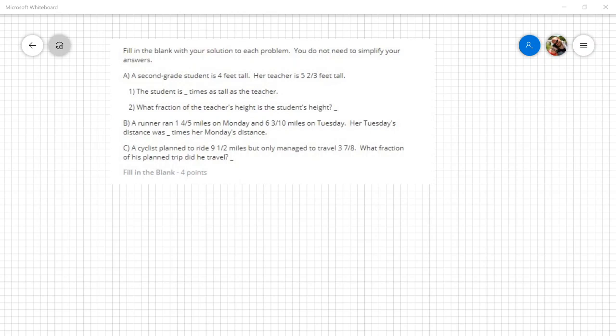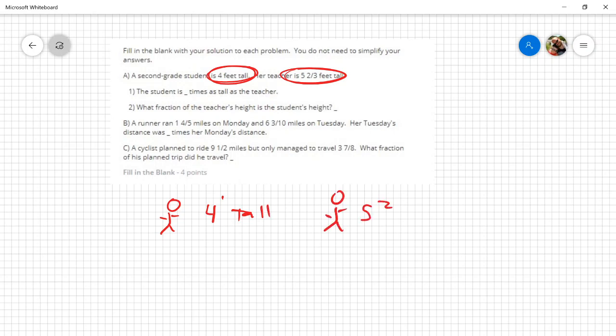It says A. The second grade student is 4 feet tall, and her teacher is 5 2/3 feet tall. So I got my one student, she is 4 feet tall. And I got my teacher, she is 5 2/3 feet tall.